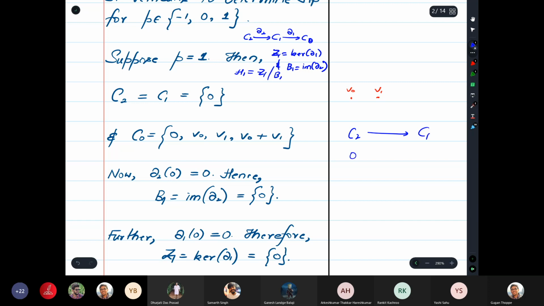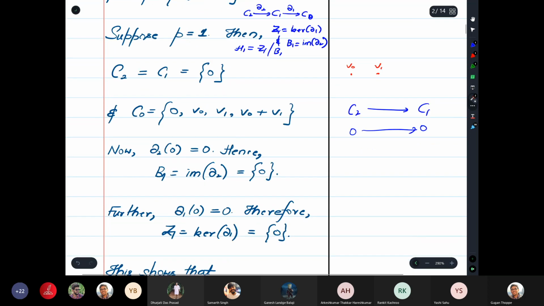Right? And in this case, both of them only contain the element 0. And DABA2 maps 0 to 0. So the image of DABA2 will just be the set containing the element 0. Is this okay? I would like to emphasize that this is the element in C1. All right, so this is B1.